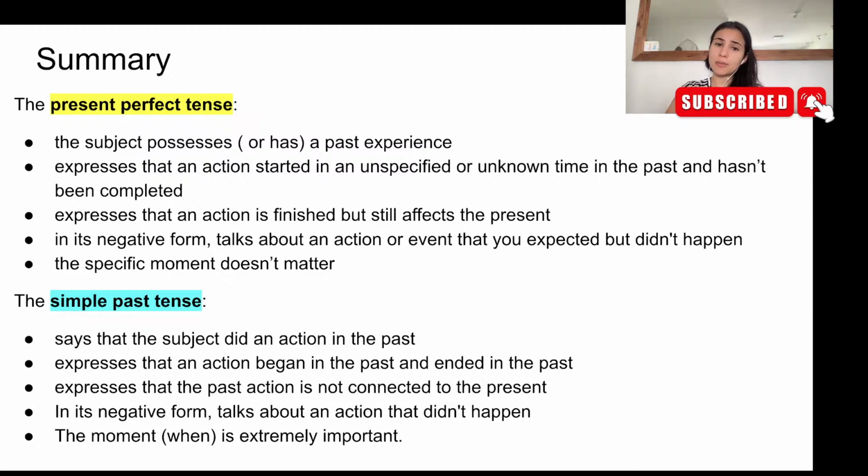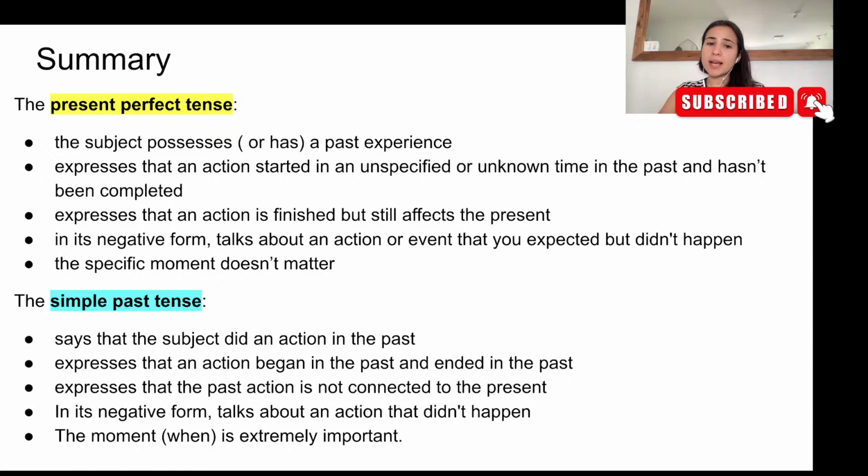In its negative form, for example, I haven't plus past participle, it talks about an action or event that you expected would happen, but it didn't happen. So for example, using I thought, I expected, I assumed, I imagined, we could use those types of phrases with it. I imagined I would be fluent in Portuguese by now, but I haven't even gotten to an intermediate level.